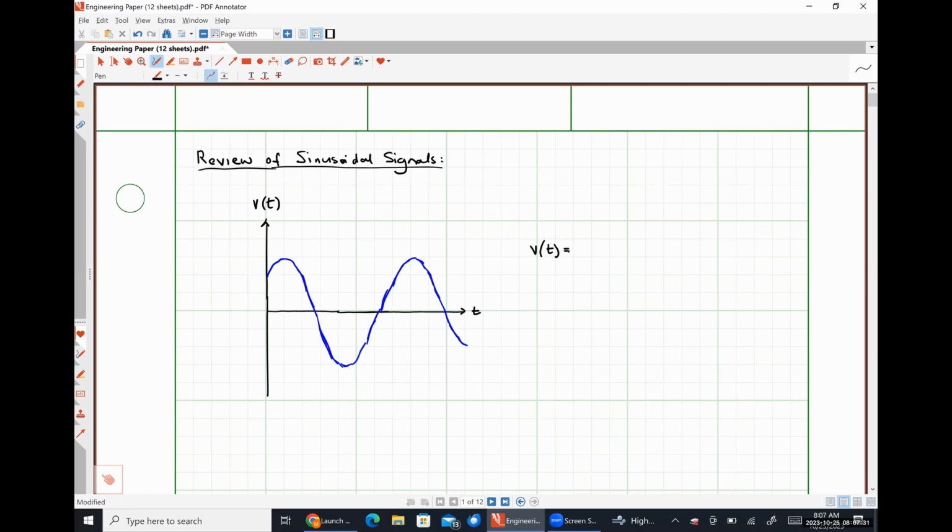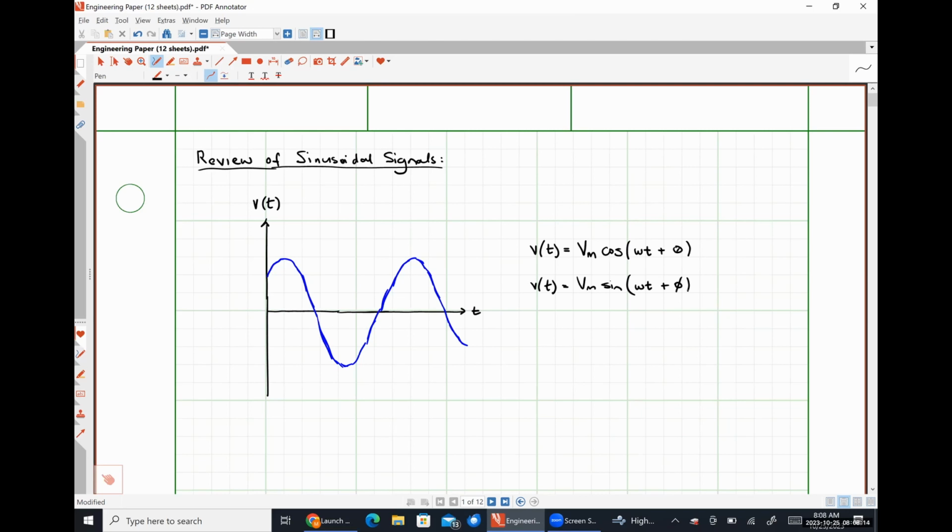The first way that I can express it is in terms of a cosine function. So I'm going to have V sub m cosine omega t plus some phase angle theta. And the second way that I could represent this signal would be V of t equals Vm sine omega t plus some different phase angle phi. We'll talk about what the relationship between theta and phi is and all of that kind of good stuff in the next several minutes, okay?